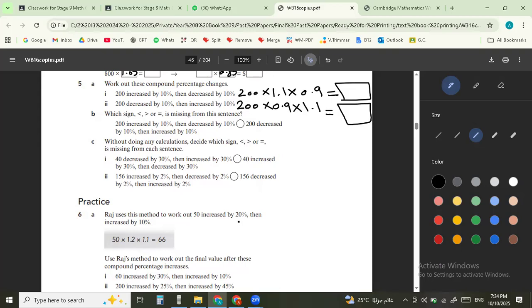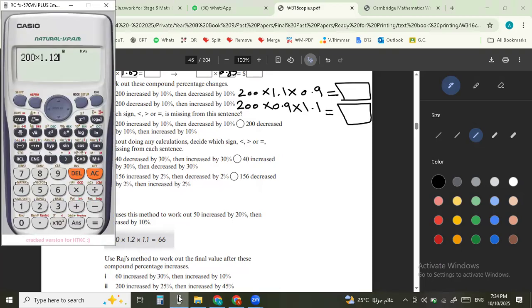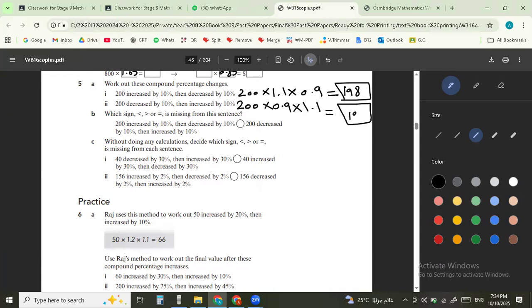All right, so let's do the answers here together. 200 times 1.1 times 0.9 equals 198. It's going to be 198 here, 198 here. 200 increased by 10%, then decreased by 10%: greater than, equal to, or less than 200 decreased by 10%, then increased by 10%? If the same thing is happening and just the order is different, then they are definitely equal.